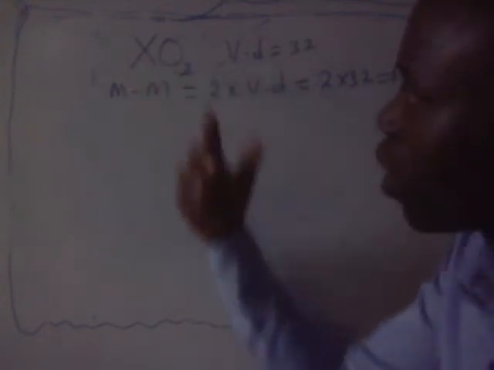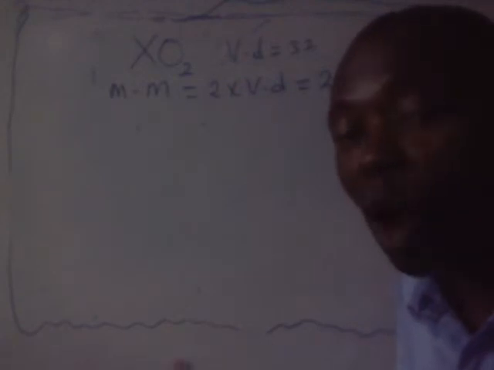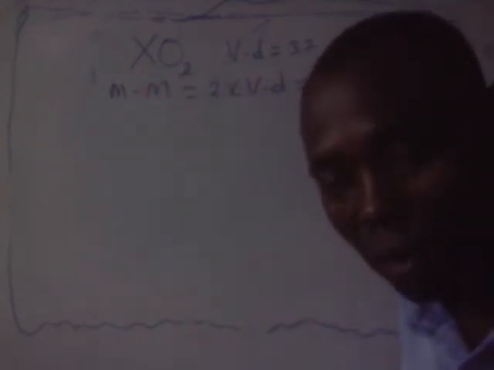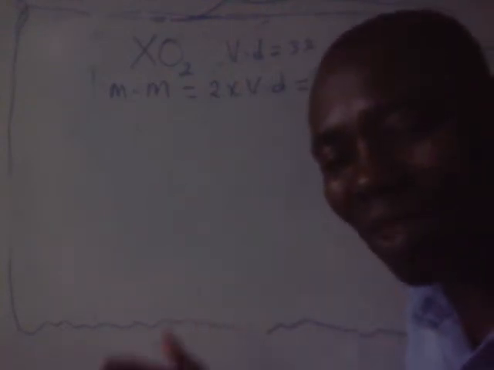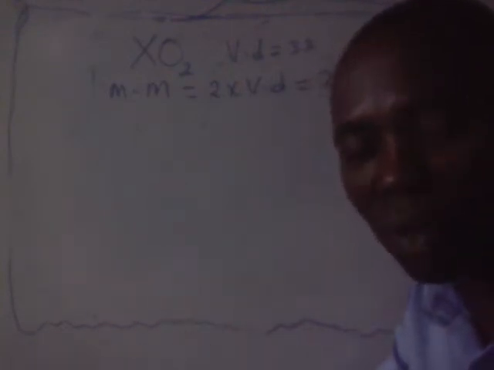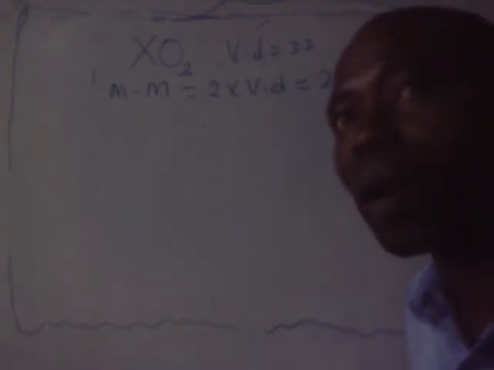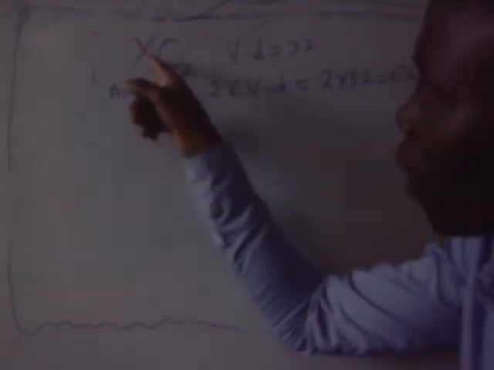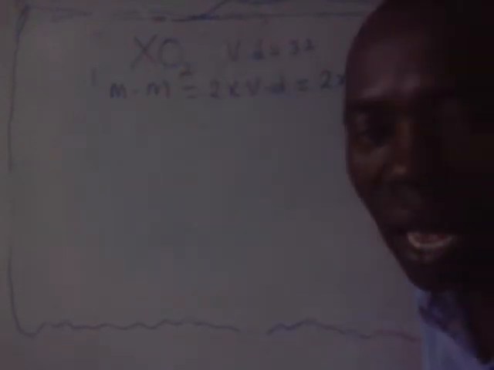If you want to get the molecular mass of a compound, and XO2 is a compound, the molar mass is the molecular mass. You add the atomic masses of the elements in the compound together. The elements in this compound are X as one element and oxygen as another element.